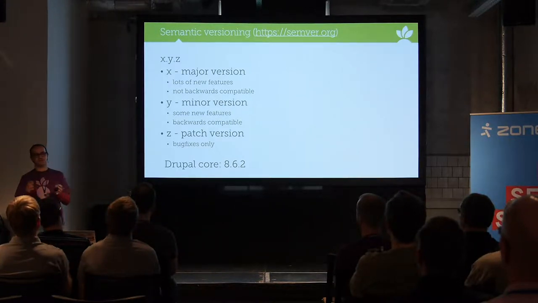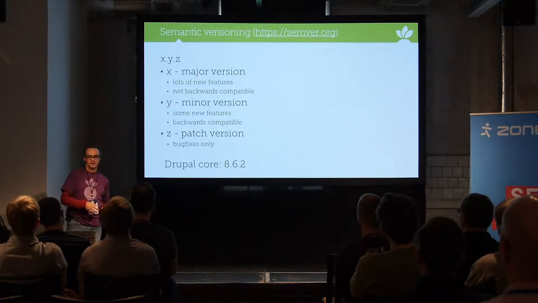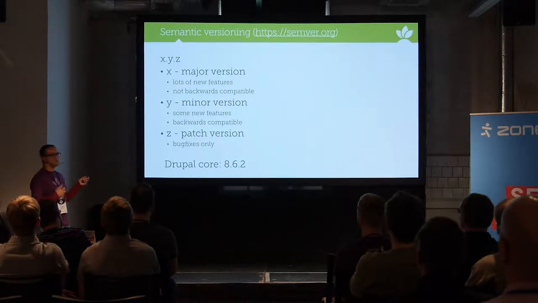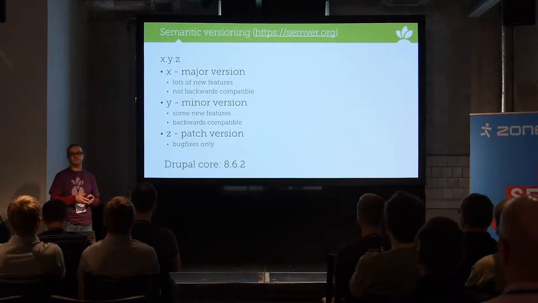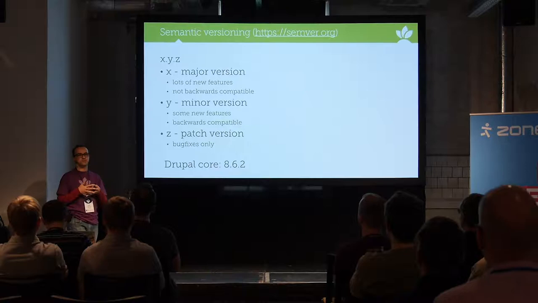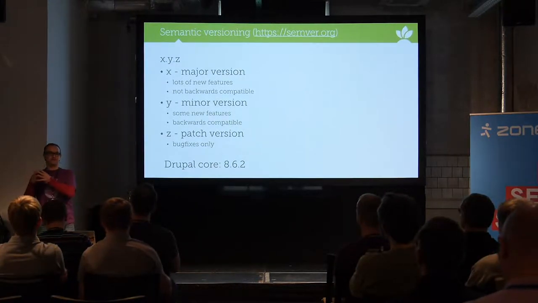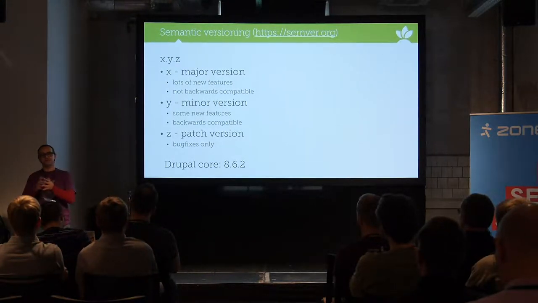So semantic version is pretty simple. You've got x.y.z, x being major, y being the minor, and z being the patch version. And there's this idea that on each major version, you do a lot of backwards compatibility breakage. So things that work with Drupal 7 not necessarily work with Drupal 8. Things that work with Drupal 8 might not necessarily work with Drupal 9. And this is actually going to happen.